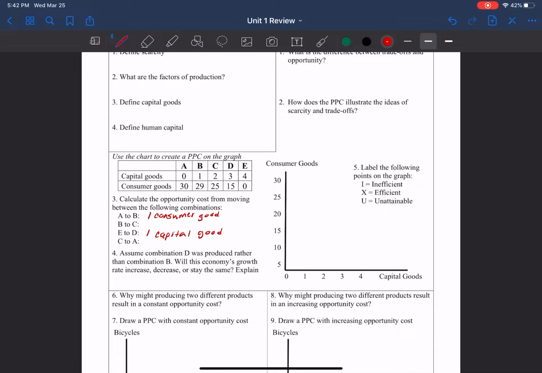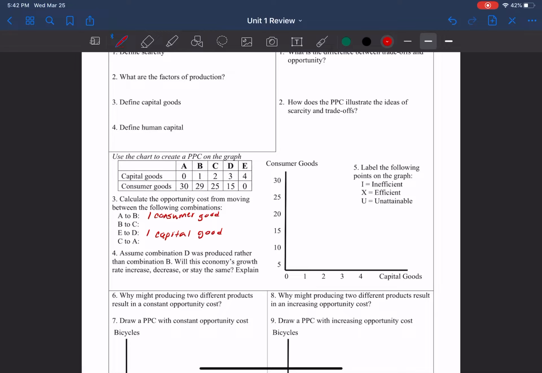So from A to B, you gained one capital good, but you had to give up one consumer good. Now from E to D, you gave up one capital good to gain 15 consumer goods. So the opportunity cost would be one capital good.